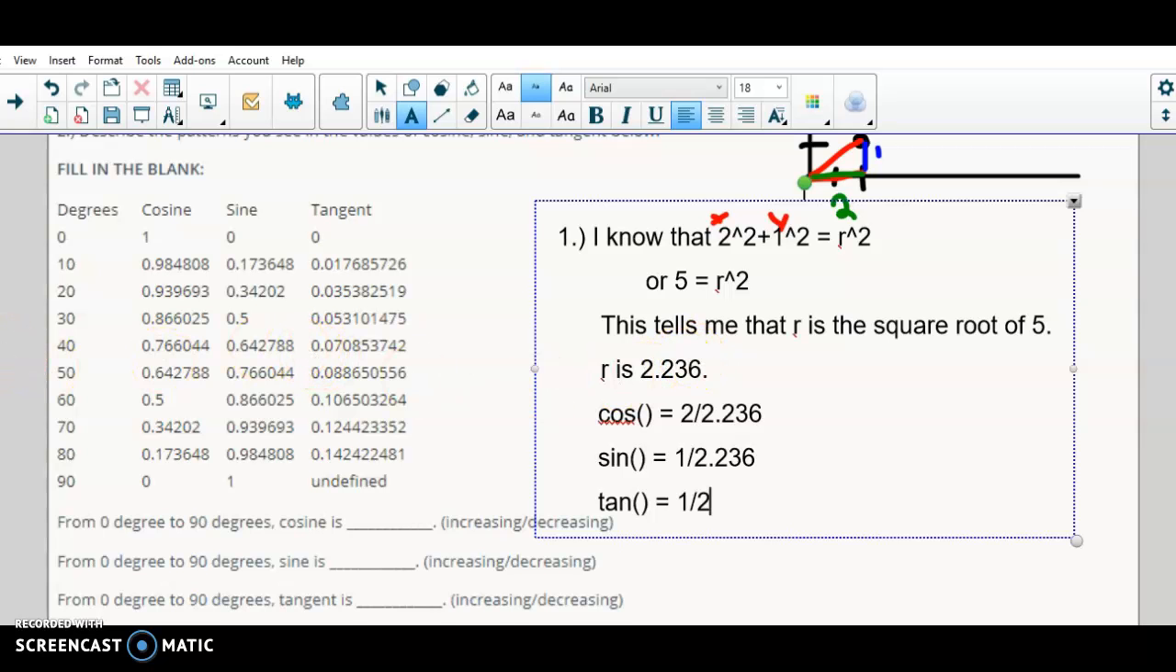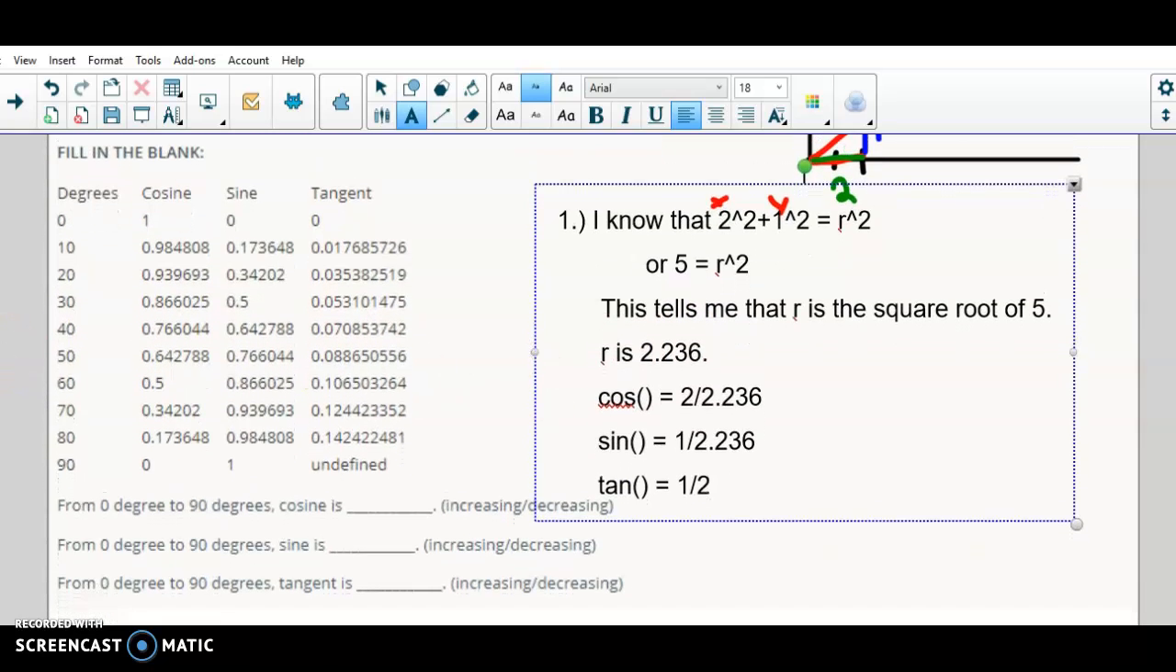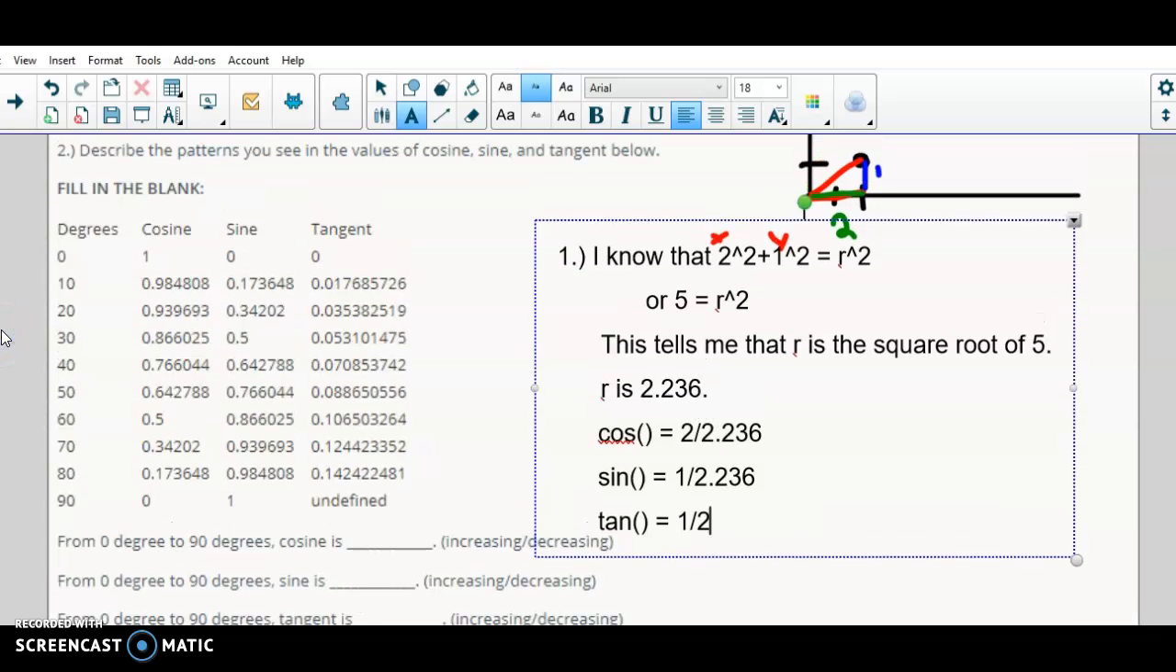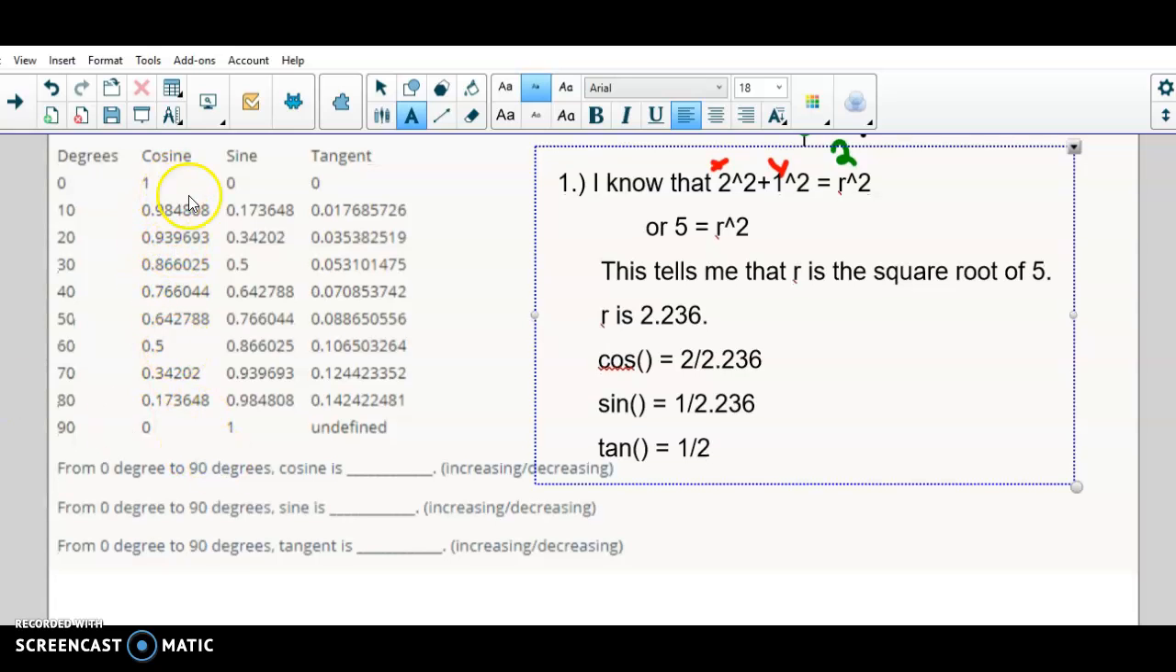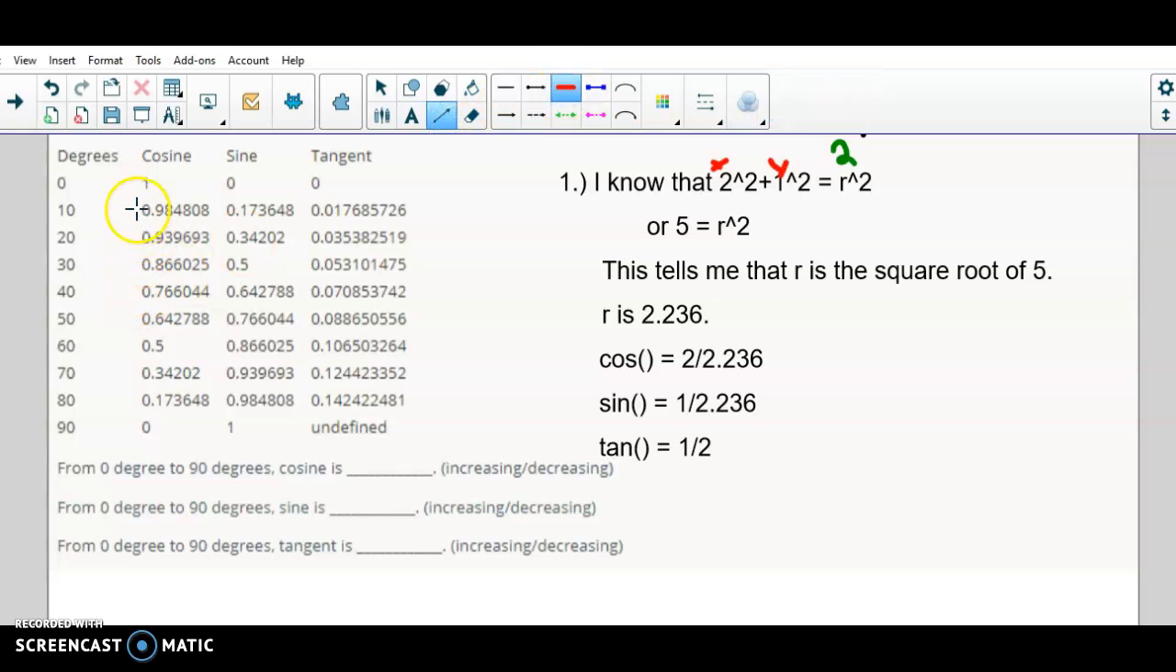All right, the next part of the problem was where you were going to fill in the blank. Let's talk about this table and what's happening. From 0 to 90 degrees, we notice that the numbers are going down. They go from 1 to 0, so that would be decreasing for our first answer. From 0 to 90 degrees, sine is going from 0 to 1, so it will be increasing. And from 0 to 90, tangent is increasing and then undefined. Most everyone did a pretty nice job with that second part of the problem.